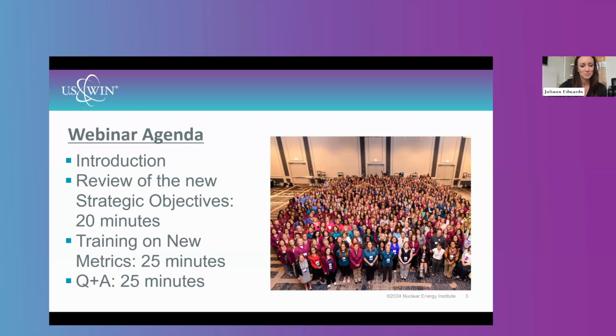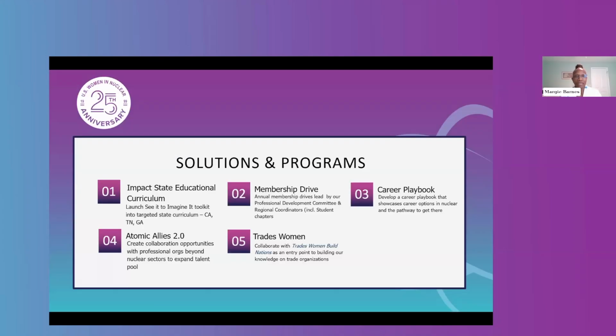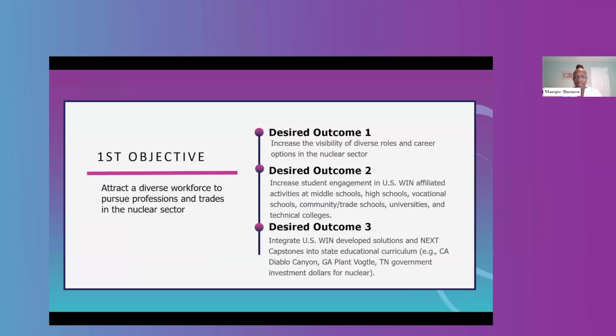Welcome, Margie. Thank you, Julie Ann. Good afternoon, everyone. My name is Margie Barnes, and the team that's working on Objective 1 is Rebecca Salvador, who's our team lead, Judy Ezel, and myself. Objective 1 states, attract a diverse workforce to pursue professions and trades in the nuclear sector.